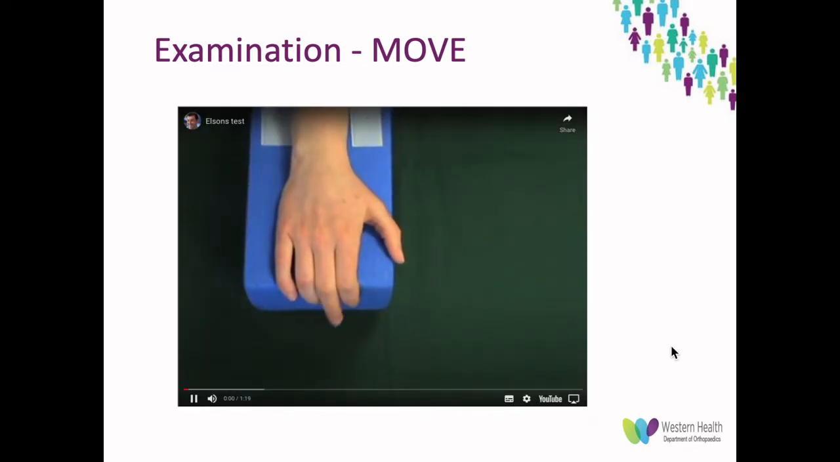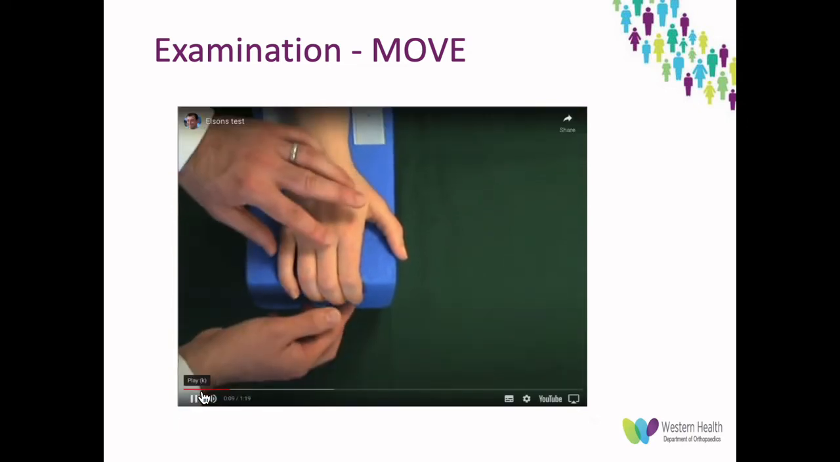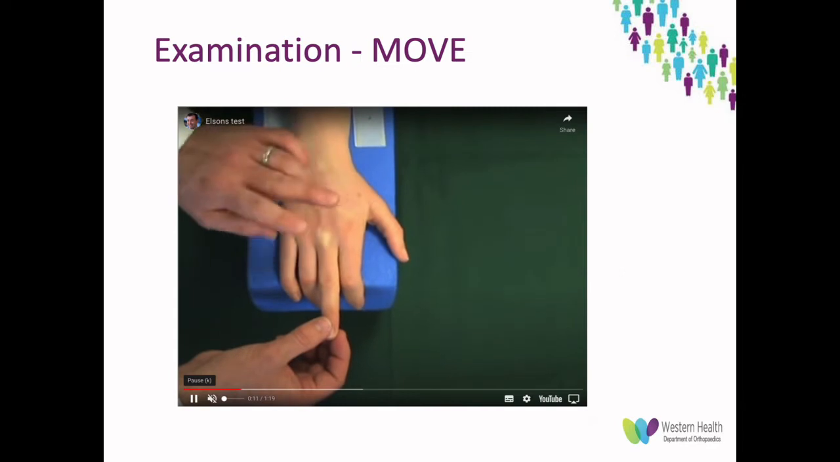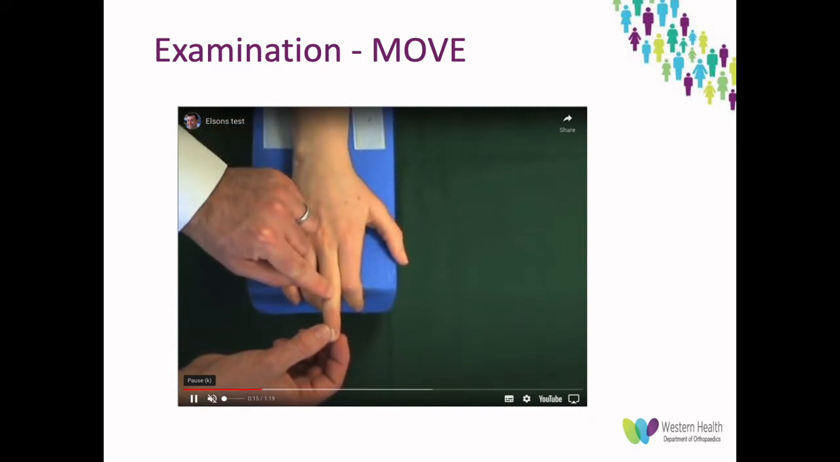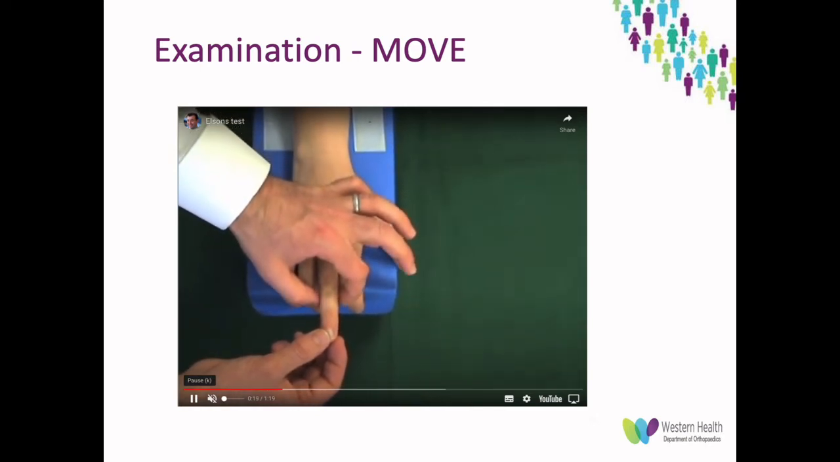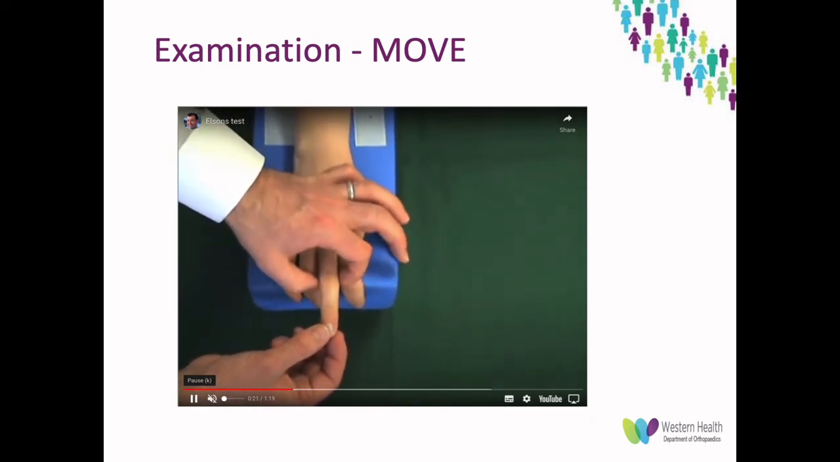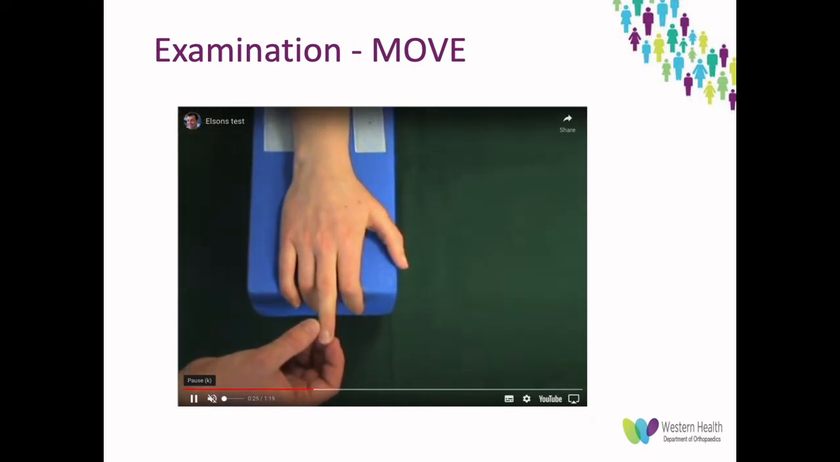Elson's test is another one. Elson's test is a good clinical sign to look for central slip disruption. Basically, Elson's test assesses the integrity of the central slip. It involves flexing the PIP joint against a flat surface, such as the edge of the table, and asking the patient to extend their finger.